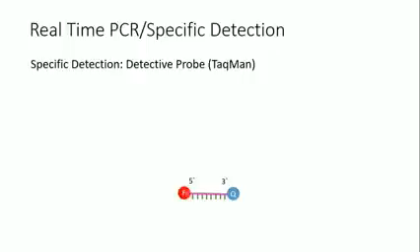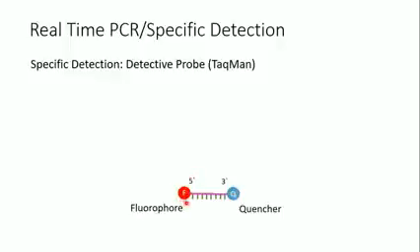The first is the fluorophore. So first we have the fluorophore at the 5' end, and we have at the 3' end something we call the Kensher. What is the Kensher? The Kensher is an inhibitor of the fluorophore. Why? Because the Kensher absorbs any fluorescence coming out of the fluorophore.